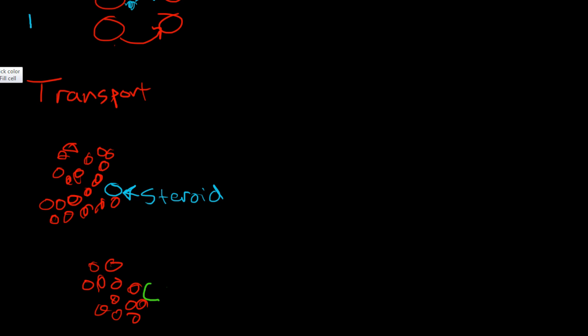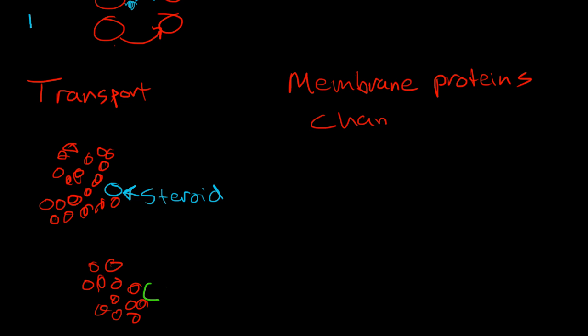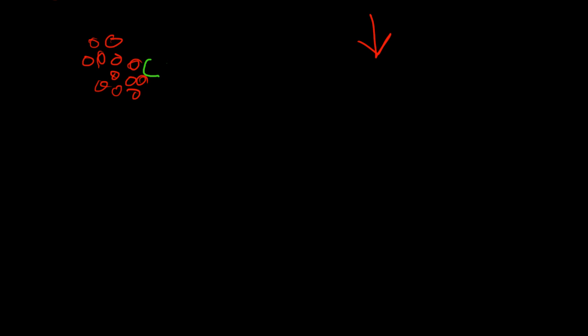Now another type of protein that we have, another classification of proteins that we have, are membrane proteins. Now membrane proteins are proteins, they can be channels, they can be carriers, or they can be pumps. Okay, now I'm going to go down to another screen and I'll draw you a picture of that.